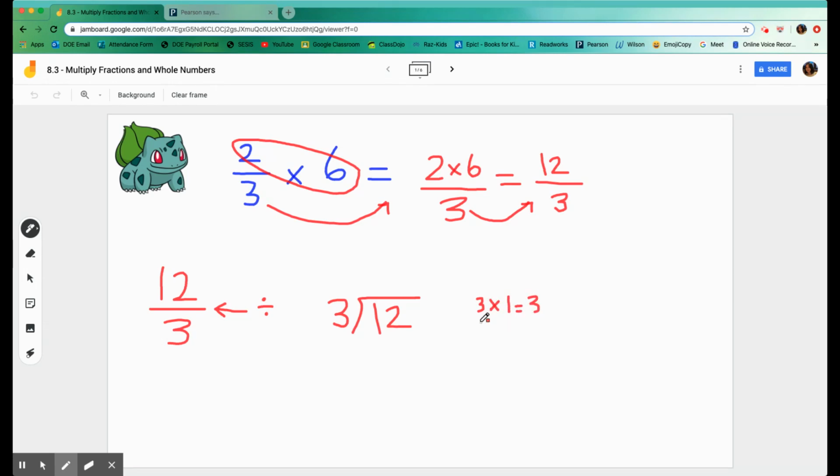We can go a little bit further. 3 times 2 is 6. We can go a little further. 3 times 3 is 9. We can go a little further. 3 times 4 is 12. Perfect. So I had to multiply 3 by 4 to get 12. So 3 times 4 is 12, and I have no remainder.